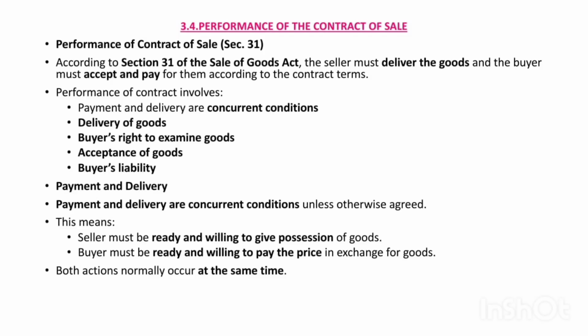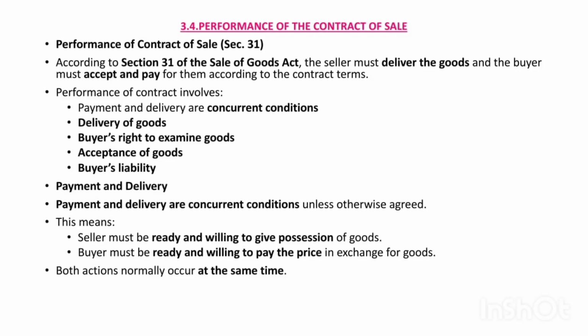So let's see what performance of contract involves. This involves 5 steps: payment and delivery are concurrent conditions, delivery of goods, buyer's right to examine goods, acceptance of goods, and buyer's liability.